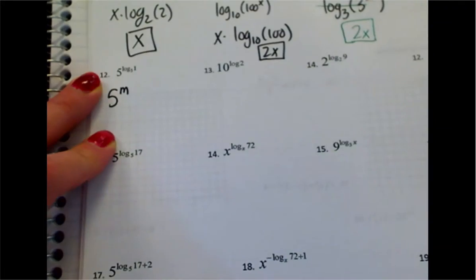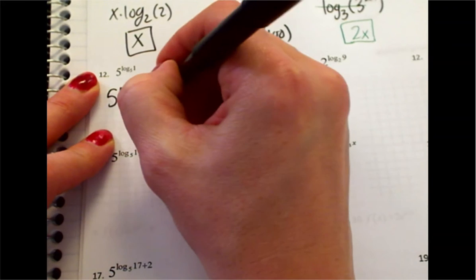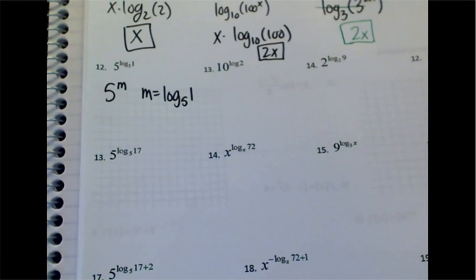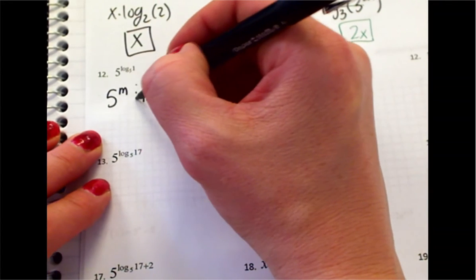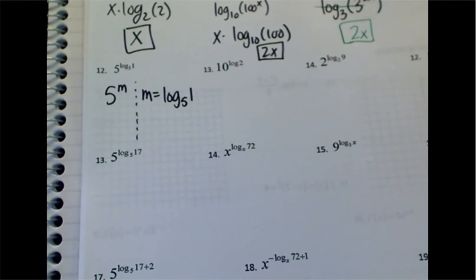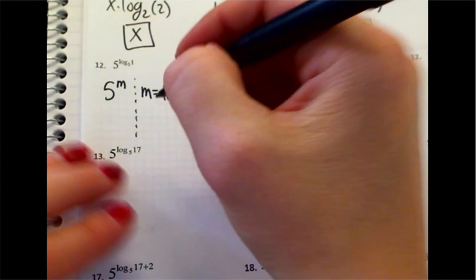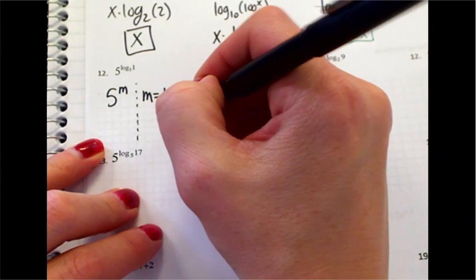And m equals log base 5 of 1. So far, all I did is I separated these two things just so that it was easier to look at. And all I did is I took my exponent and I called it m for magic. And I'm going to rewrite this thing to the right side of the dotted line, just because I'm kind of curious. 5 to the m equals 1.